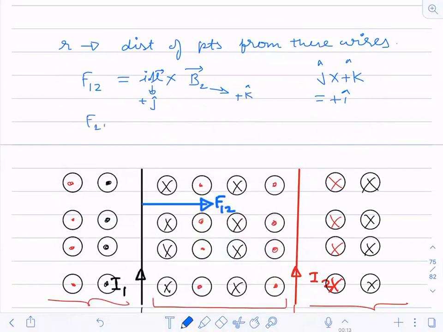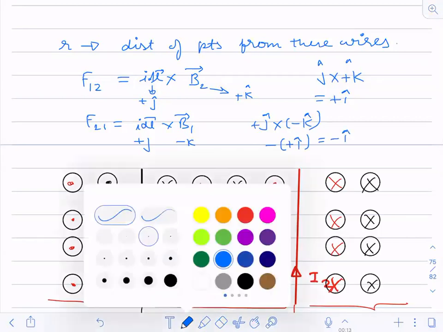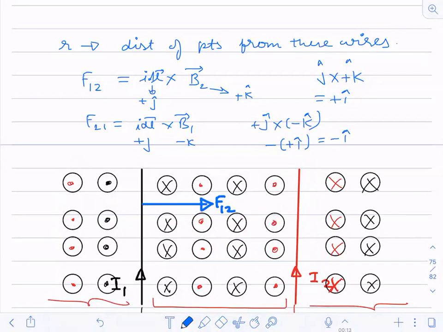So F21 will be I dl cross B1 vector. Now I dl is again along the plus y-axis. B1, where is B1 now? B1 is this black color. Black color means going inside. Going inside means minus k. So plus j cap cross minus k cap, what do I get? Minus of plus i cap, so this is minus i cap. Correct? So what is the direction of F21 now?